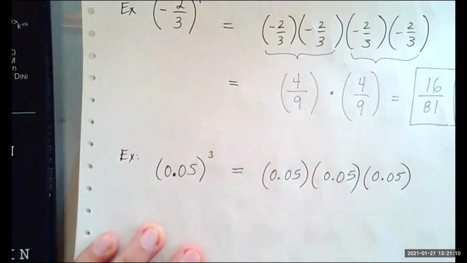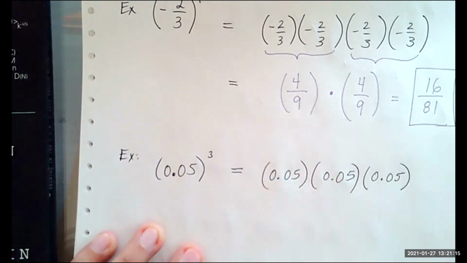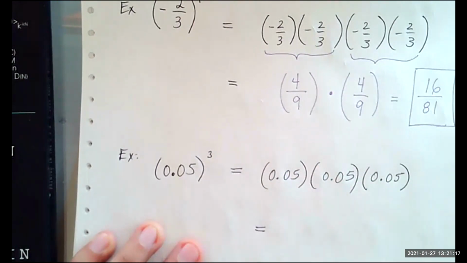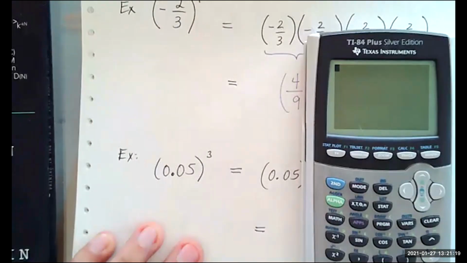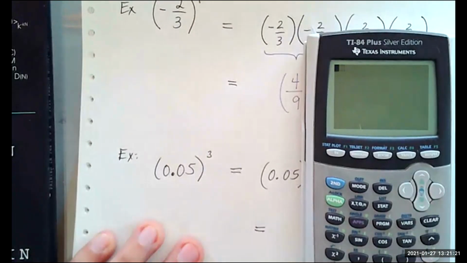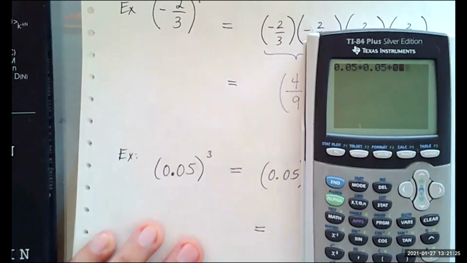And 5 times 5 times 5 is something like 125. So I know there's going to be a 125 in there, but I'm not sure where the decimal value is going to be. So I might go ahead and just throw this in the calculator. So 0.05 times 0.05 times 0.05.